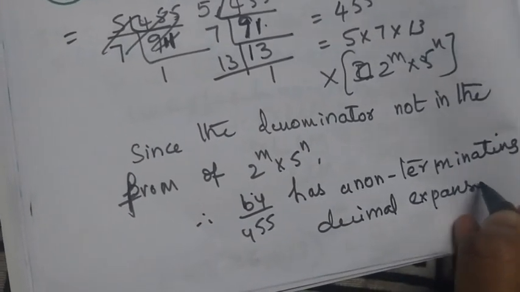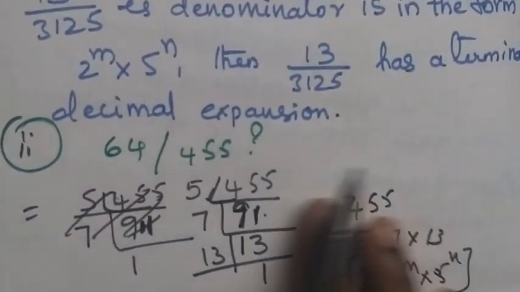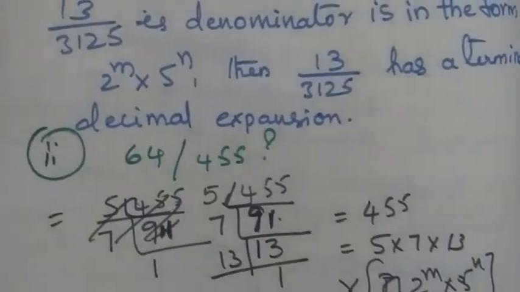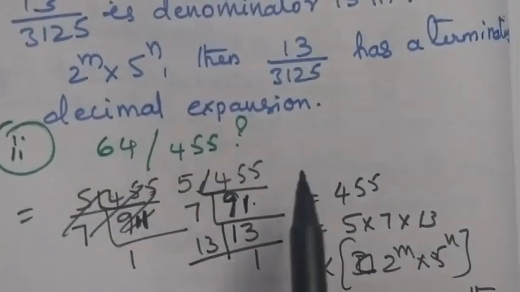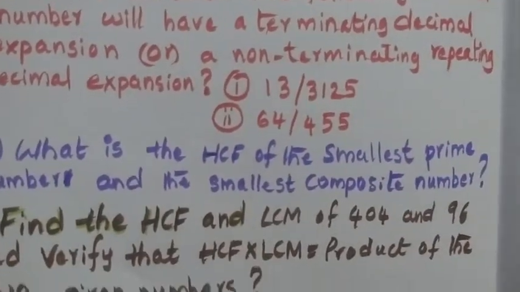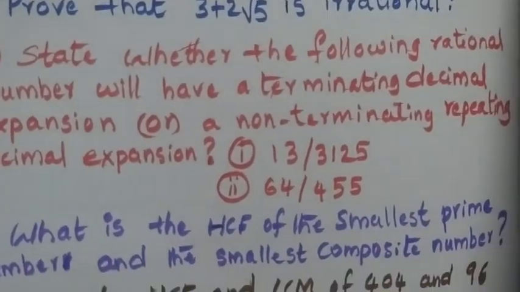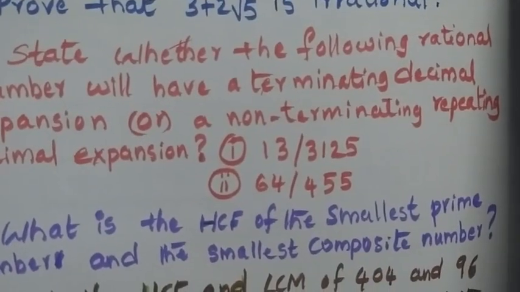Okay, next one, very important questions I am explaining to you. Quick revision of the first chapter, real numbers. Okay, very important questions. Next question: what is the HCF of the smallest prime number and the smallest composite number is given.